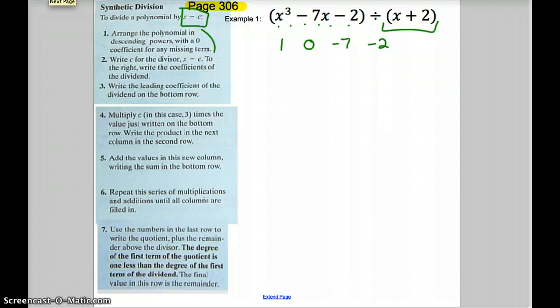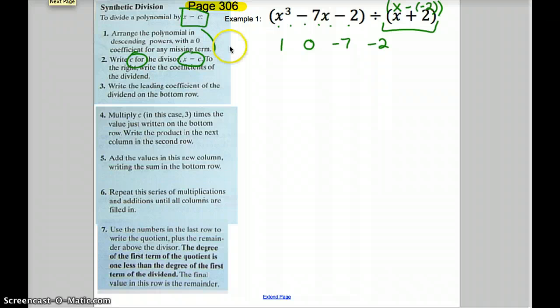Now the c for the divisor has to be in the form x minus c. Well, we have really x plus some number. So we have to rewrite this as x minus a negative 2. This is going to be the small trick that some of us are going to forget, and we're going to need to be careful and remember that. It should be in the form x minus c, and if it's not, we need to create it that way.